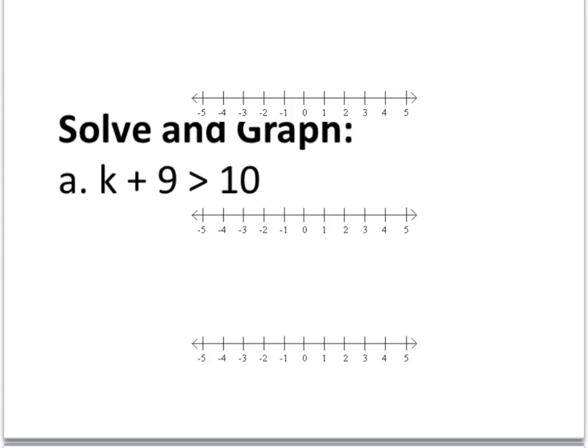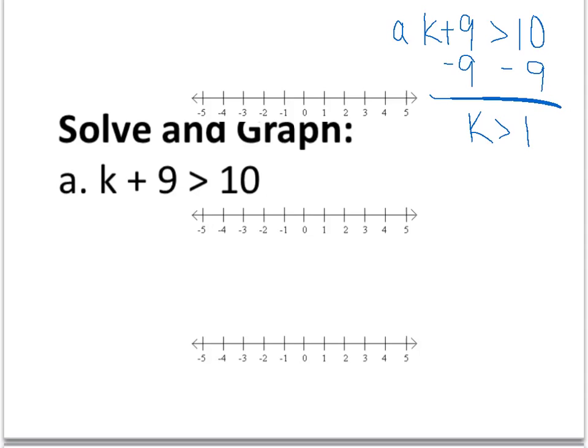I don't know why my graphs ended up looking like this, so we'll have to write them in. Yours are spaced just fine. But for our first graph, we're going to have that k plus 9 is greater than 10. Solve just like you solve a regular equation. Subtract 9 from both sides. K is greater than 1.